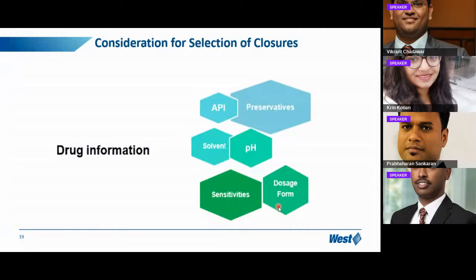We also check sensitivities, whether they are sensitive to any metallic ion, from the drug manufacturer, and what the final dosage form is, meaning whether the final dosage form is given in liquid form, powder form, or lyophilized form. This is a very important aspect in formulating any pharmaceutical dosage form, and this information we gather from the pharma manufacturer and provide a recommended stopper based on the information provided by the drug manufacturer.